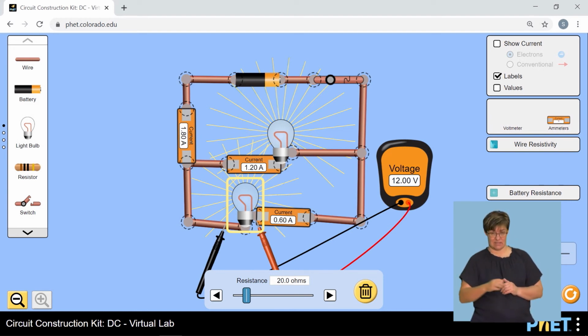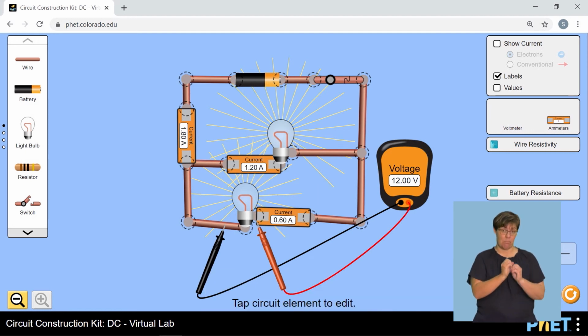But if you look at the brightness of these two, we can tell that yes, there is more current for resistor 1. That's why it glows brighter than resistor 2 for the same voltage.